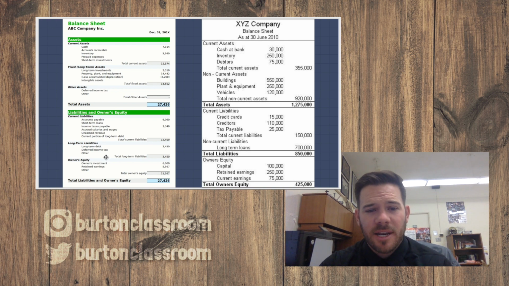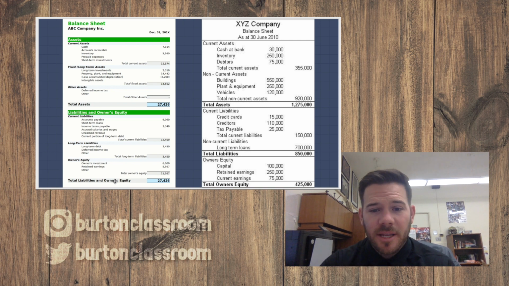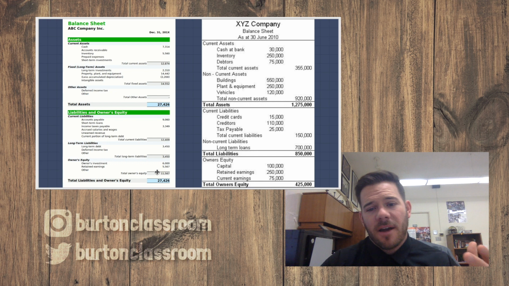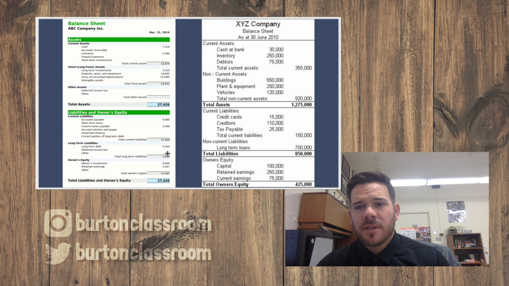Owner's investment, retained earnings. When you look at the equity, again, owner's investment, how much did they put in? So $6,000. Retained earnings. This company has made $5,567. So again, all we have to do is make sure these are matched up. In our activity, guys, this is going to be a lot simpler because you are just pretty much going to match the numbers.